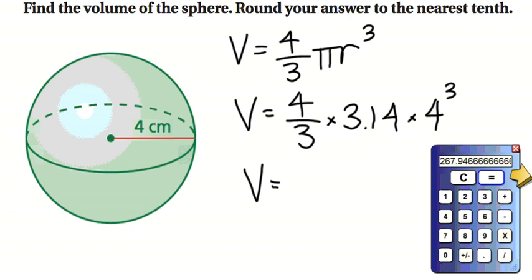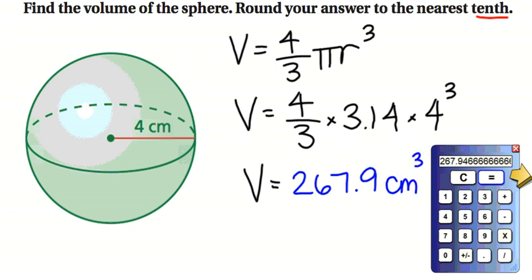It does say that we're going to round to the nearest tenth. So when I write down my answer, I'm going to have 267 and 9/10. And then finally, we're going to include units. Volume units are always going to be units cubed. So those would be the steps that I'd be looking for any time you're finding the volume of a sphere.